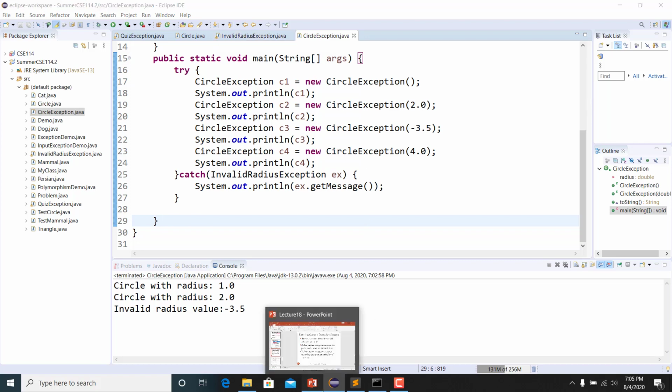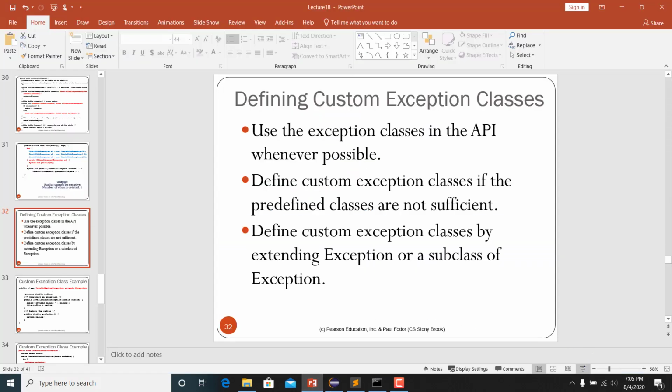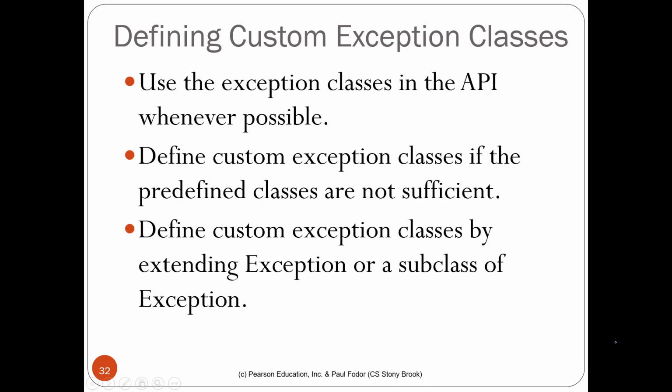Fine, so I'm done with my demo on exception. I'll take you back to my lecture slide and go over the content that I just showed you in my last demo example. Here you can define your custom exception class as well. Let me use the pen here. So you can define the custom exception, that's what we did. You can define an exception class if the predefined classes are not sufficient for you.